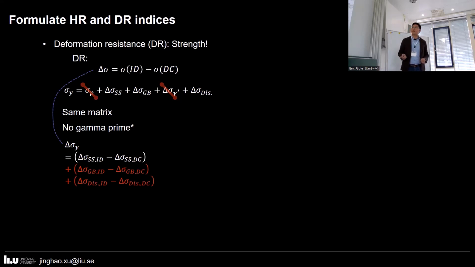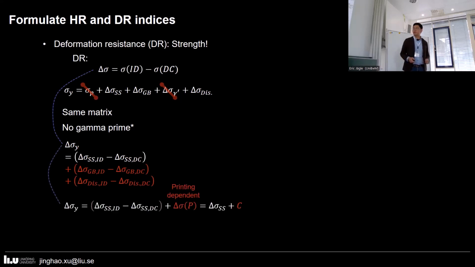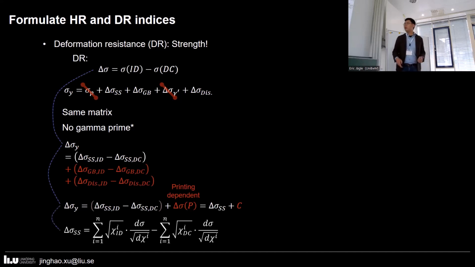Then this difference, delta sigma, can be rewritten like this: the difference between the solid solution strengthening, and the last two parts, which actually are highly dependent on the printing parameters. So I put this as a C. If you have the same or similar printing parameters, then I can consider those as a constant value. Then it's very easy to write in a compositional average form.